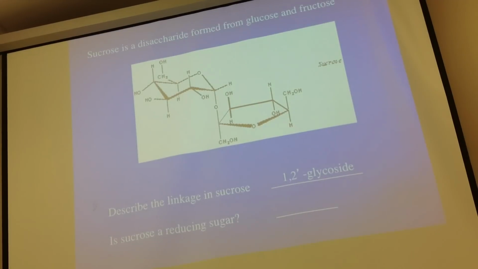Is it a reducing sugar? Nope, it's not. I have no free anomeric OH. I have to have an anomeric OH to be a reducing sugar.